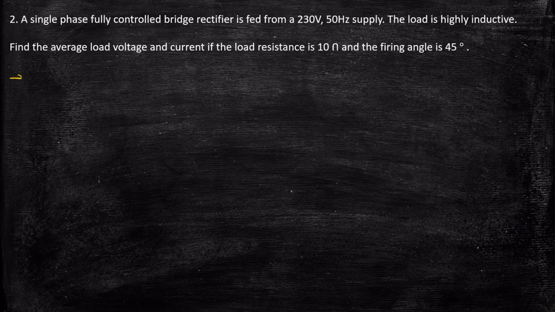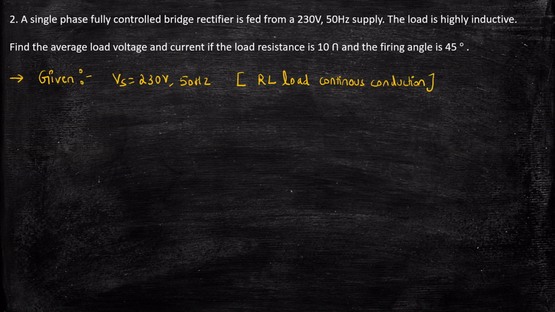So according to the given data, it is specified that the supply voltage is 230 volt, 50 hertz. The load is highly inductive. So when they say the load is highly inductive, what they mean is that it is acting in continuous conduction mode. And they've also given the resistor value. That means this circuit basically contains RL load in continuous conduction mode. So we have seen the operation in continuous conduction mode, isn't it? So the same expression that was derived over there should be considered for finding out the result in this case.